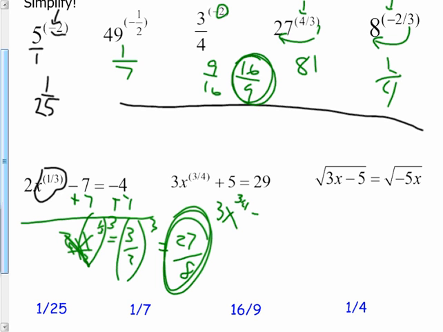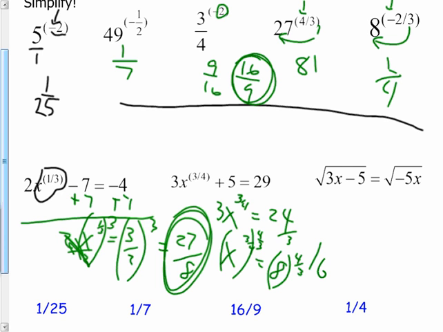Next one, subtract 5 from both sides. 3x to the 3/4 equals 24. And then I'm going to divide by 3. x to the 3/4 equals 8. To the 4/3. Third root of 8 is 2. 2 to the 4th, 16. Raise your hand if you had 16 for that one. And save me some time.